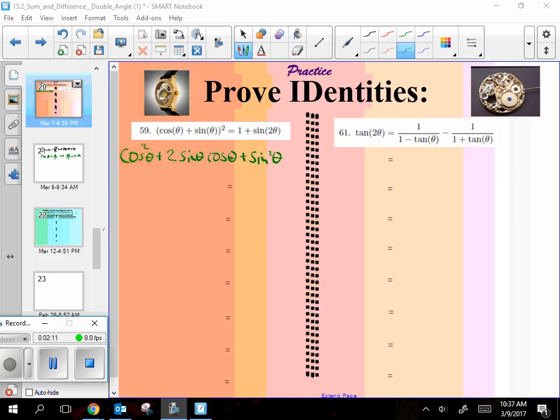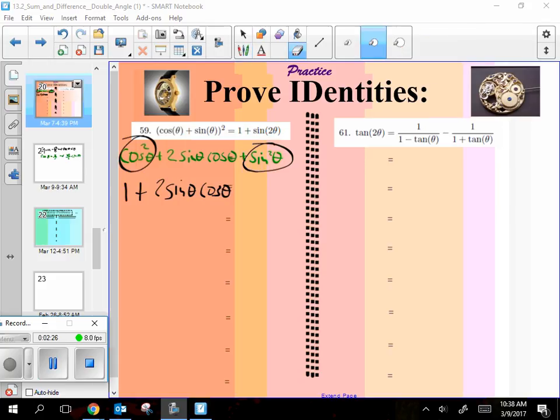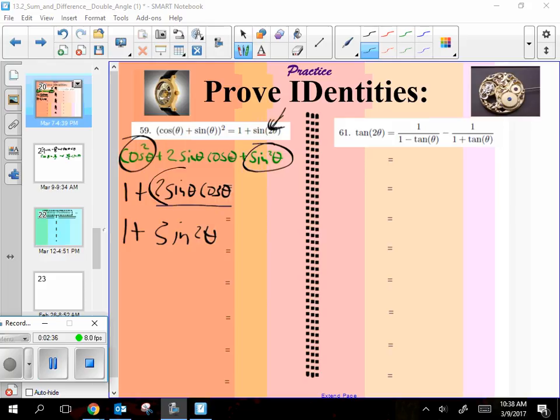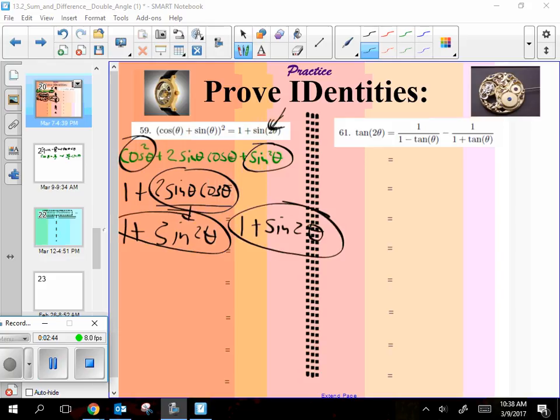Cosine squared plus sine squared. Yeah, it's that one and that one, even though they're not right next to each other, but I can put them next to each other, and they equal 1. And therefore, I have now 1 plus 2 sine theta cosine theta. And that's why we looked this up ahead of time so that we could know that's what that is. So I can say then 1 plus sine of 2 theta, because this is that. And then I just have to bring it down. All right. I got the same thing on each side. I'm good. Raise your hand if you think you could do that.